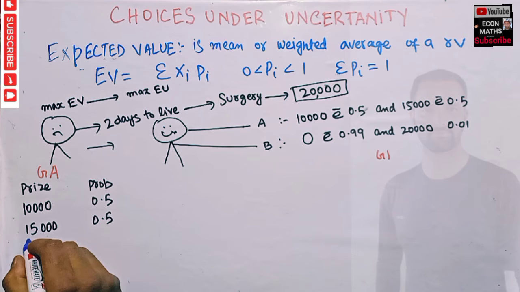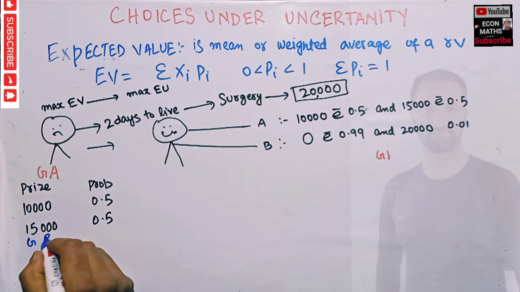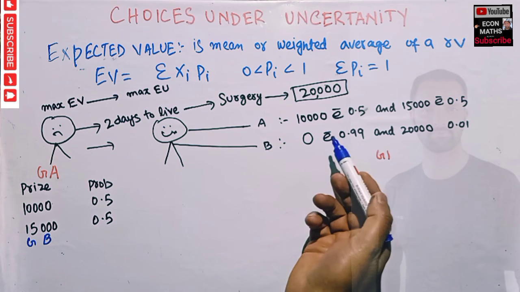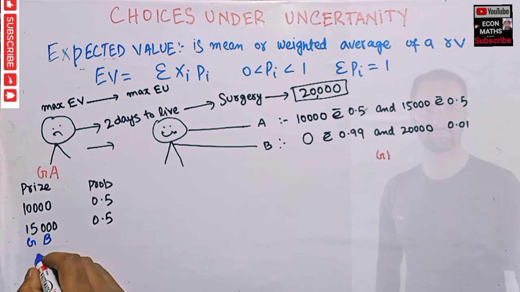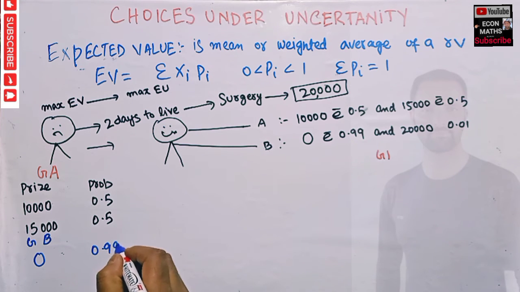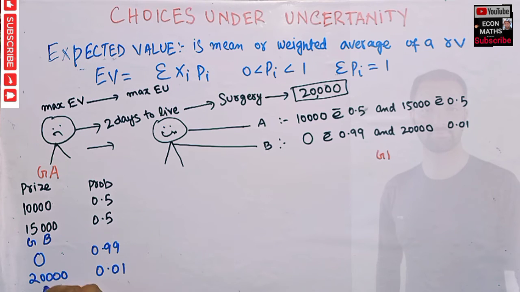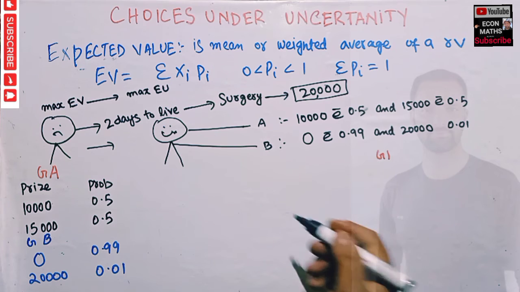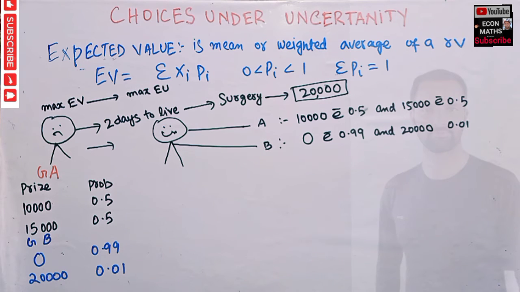And we have gamble B. In gamble B, he receives $0 with 99% chance, and there is a 1% chance that he receives $20,000. Now if we calculate the expected monetary benefit, what we call the expected value, let us see what the expected value is in both cases.